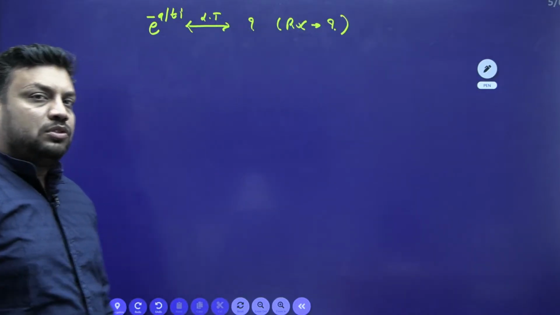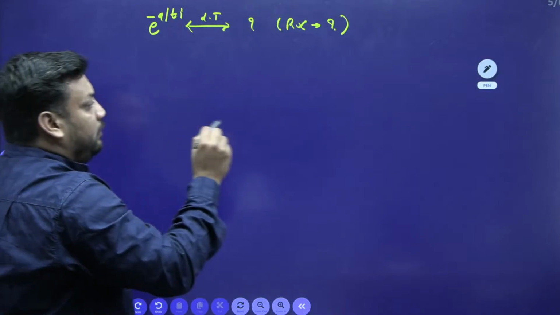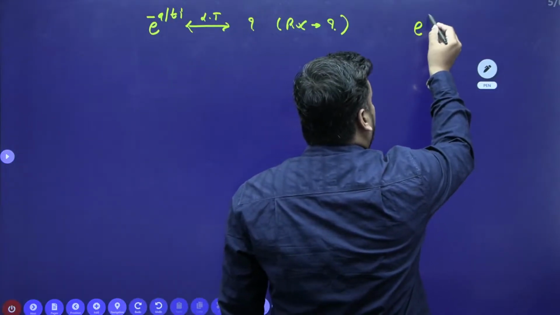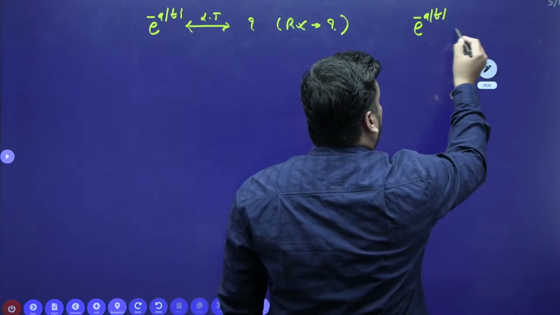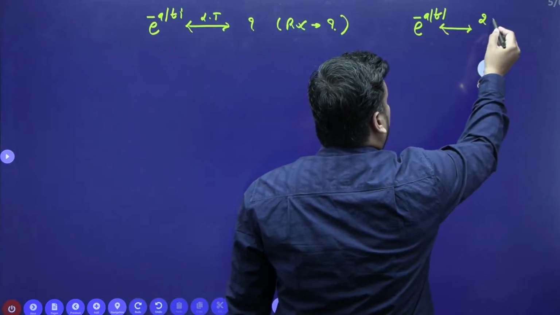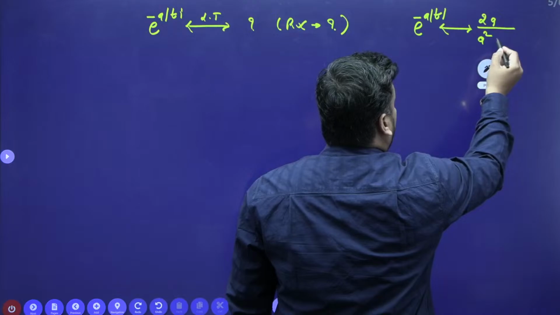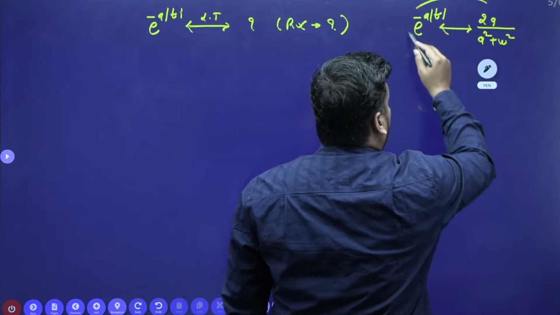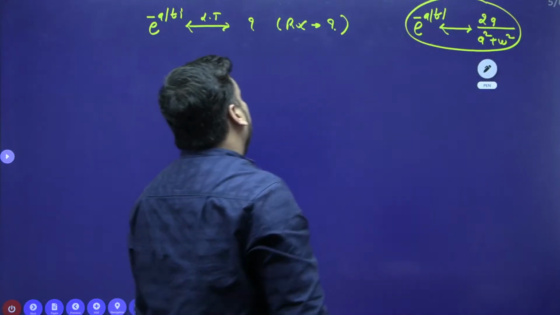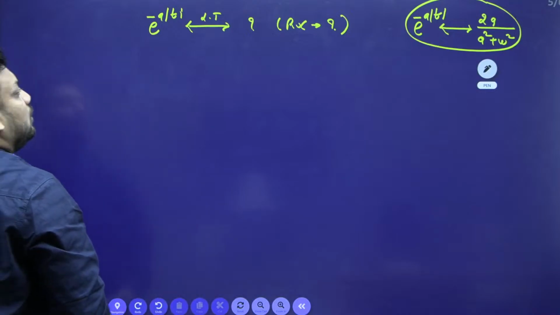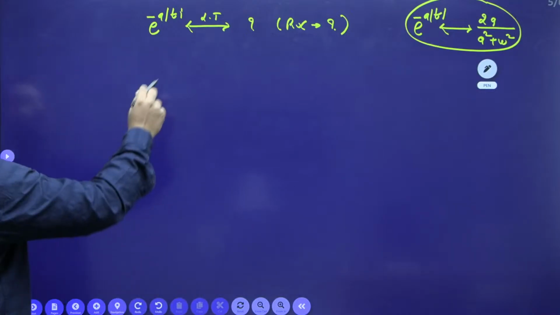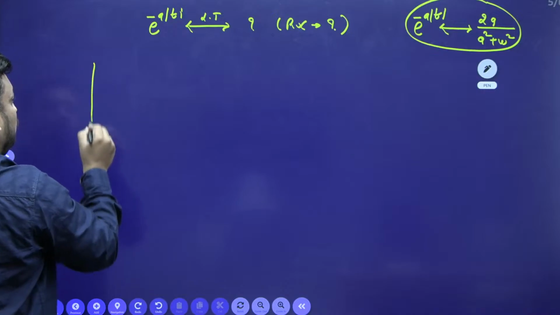So tell me how to start. E to the power minus a mod of t. If I remind you of the Fourier transform, the Fourier transform of e to the power minus a mod of t, I hope you remember, is 2a upon a square plus omega square. This is the Fourier transform that we have already discussed. Now here, the Laplace transform of e to the power minus a mod of t.